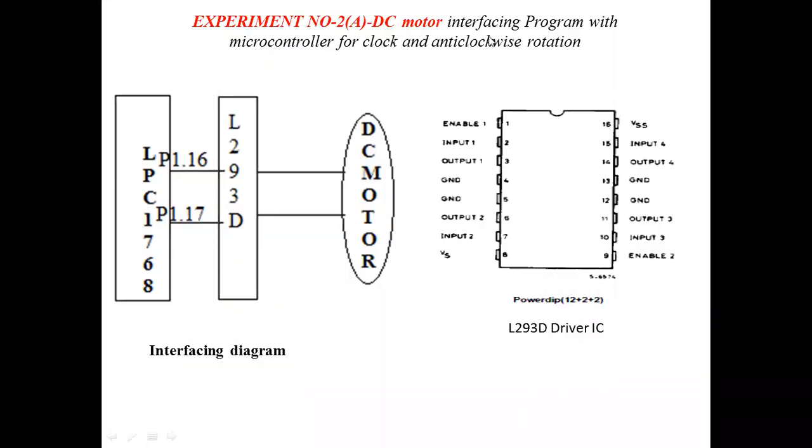This is your DC motor. In the block diagram for the DC motor, you have the LPC1768 and you are using the driver IC L293D. These two, P1.16 and P1.17, are your inputs, which are connected to the driver, where you can observe input 1 and input 2. You are connecting them to pins 2 and 7 of this driver IC. Where is your output? The output is at pin number 3 and pin number 6, which is connected to the DC motor.